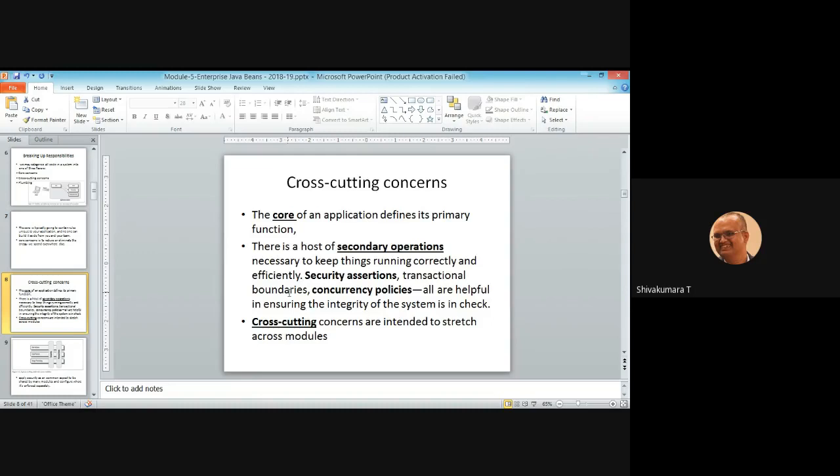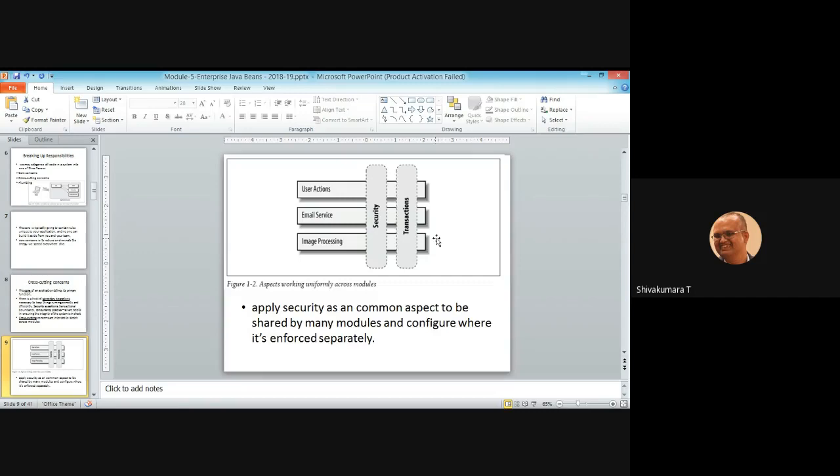So connections will be taken care of by the plumbing, but functionality-wise you need to take care of that as secondary operations. One example you can see in this figure. So how uniformly across the modules.